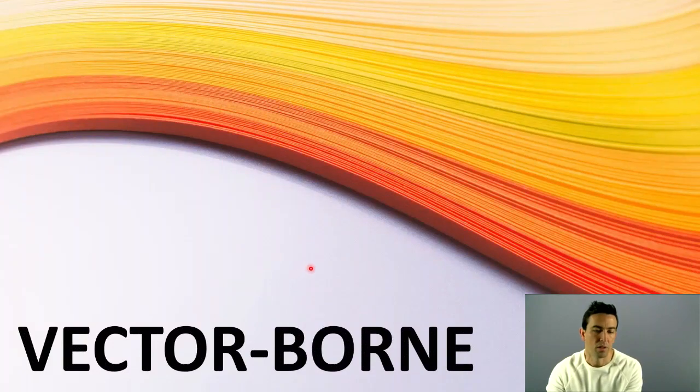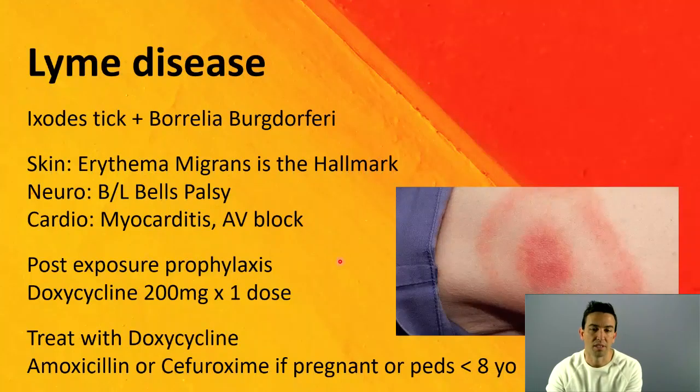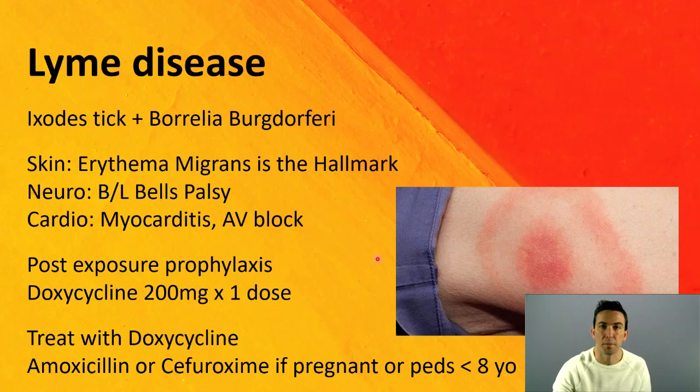Next one we'll move into our vector-borne illnesses. We'll start off with Lyme disease. Everyone loves Lyme disease, and we all got to know it. Loads of things that we can talk about with Lyme disease, right? So starting at the top there, it is the Ixodes tick. Carries Borrelia burgdorferi. On the skin, you get that hallmark erythema migrans, or the targetoid-like rash that you see.